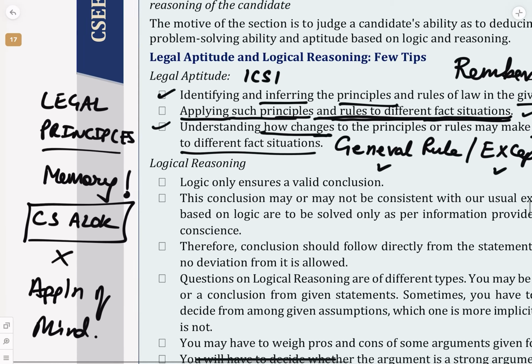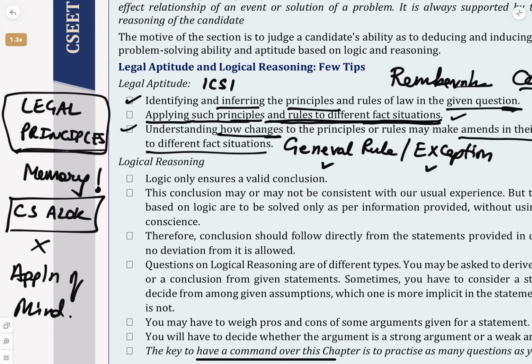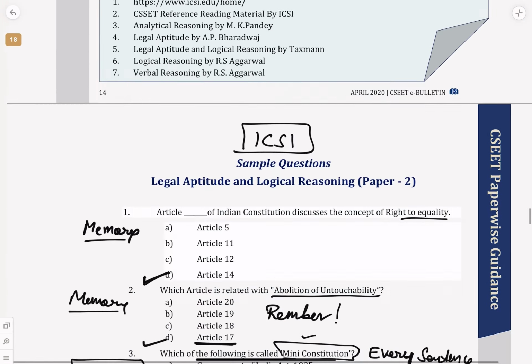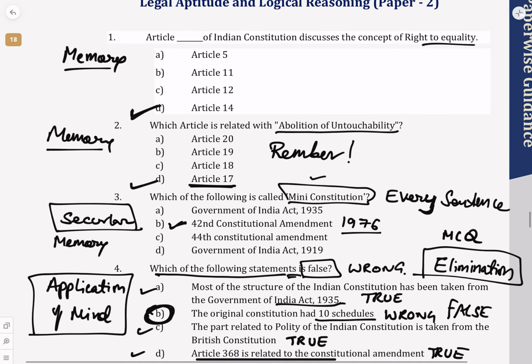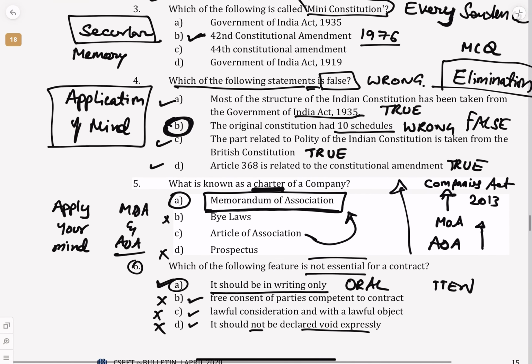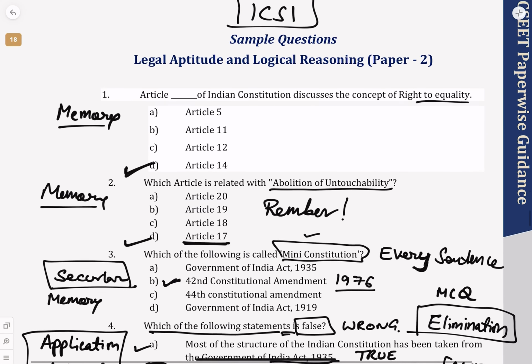Then we understood that legal principles is the most important. So whenever you study this subject, concentrate on the legal principles. Then we understood the sample questions. Sample questions we analyzed based on the ICSI e-bulletin. So that comes to the end of this video.